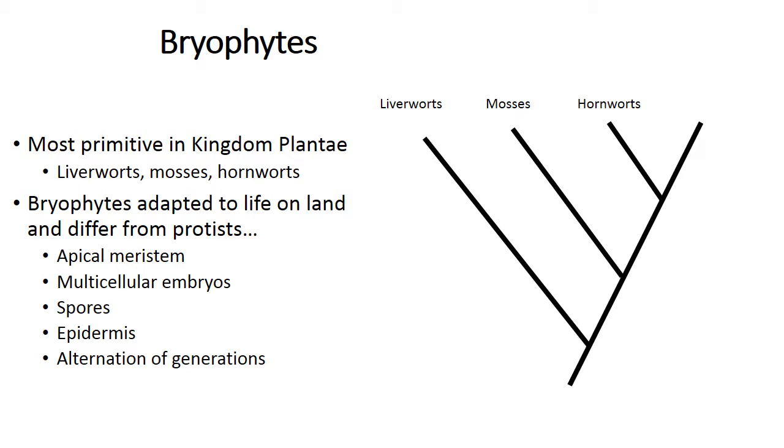A little bit about bryophytes. They're the most primitive plants in kingdom Plantae. They include liverworts, mosses, and hornworts. This phylogeny over on the right demonstrates that the liverworts are more primitive than the mosses, followed by the hornworts. Bryophytes evolved from protists and had to adapt to life on land. Some of these adaptations include an apical meristem, multicellular embryos, spores, an epidermis, and alternation of generations.